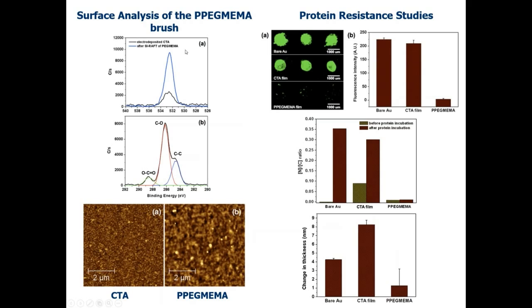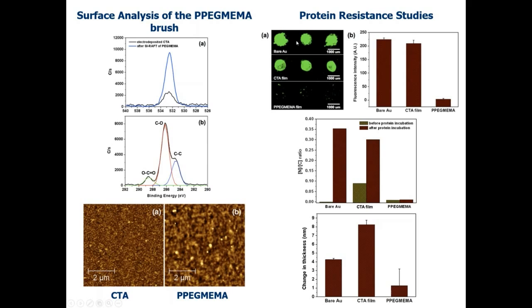So techniques like X-ray photoelectron spectroscopy, or XPS, allow us to quantify the amount of proteins present based on the binding energy between carbon and nitrogen. AFM, as you can see here, shows the difference between a surface that has been adsorbed with protein versus none, or looking at the fluorescence image.